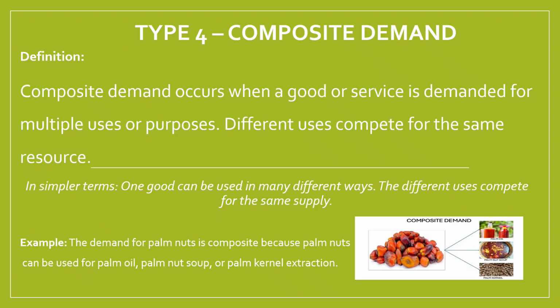Real life examples in Ghana, as we have been doing for the first three. Cocoa beans can be used for chocolate, cocoa powder, or cocoa butter. Timber can be used for furniture, building materials, or fuel, that is, for firewood and what have you. Corn can be used for food, animal feed, or biofuel. Sugarcane can be used for sugar, juice, or ethanol, that's alcohol. Cassava can be used for gari, starch, cassava dough, or animal feed.